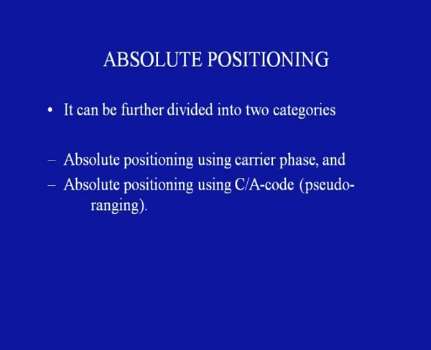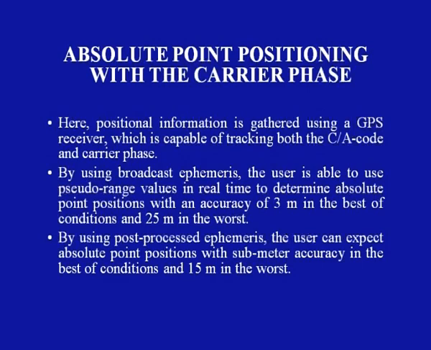We can further subdivide this absolute positioning technique into two more categories. One is absolute positioning using carrier phase and the other is absolute positioning using CA code, that is pseudo ranging. So, let us look at these two categories of point positioning method. Absolute point positioning with carrier phase.